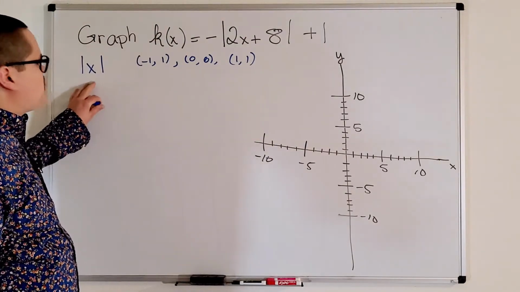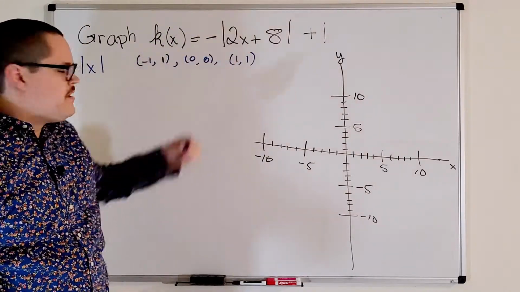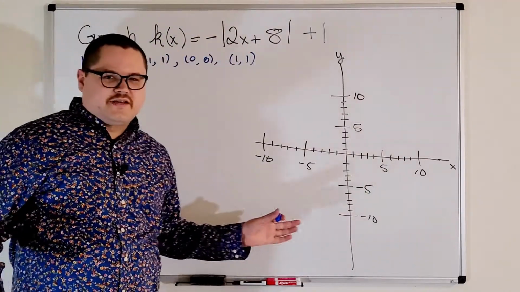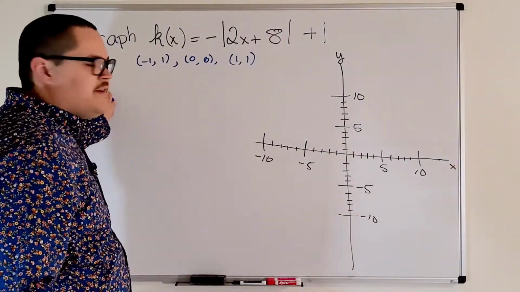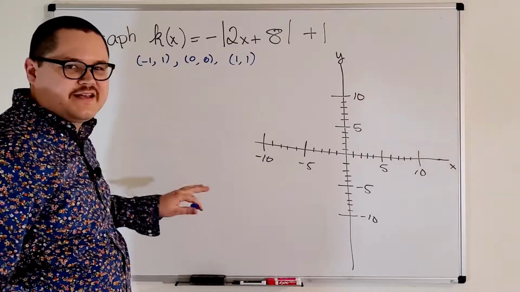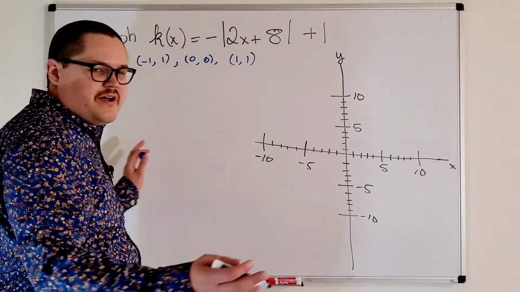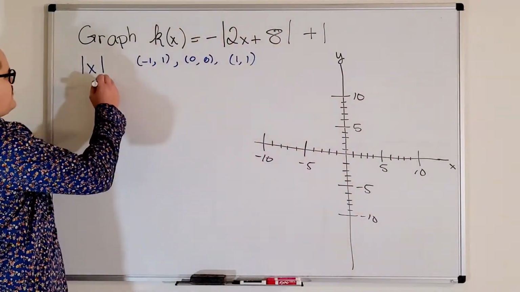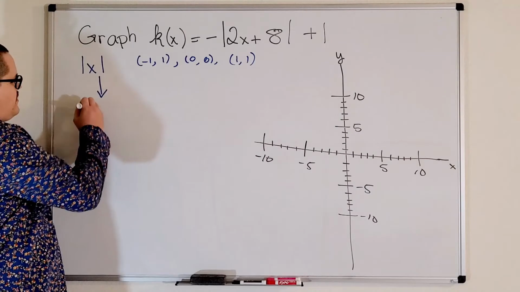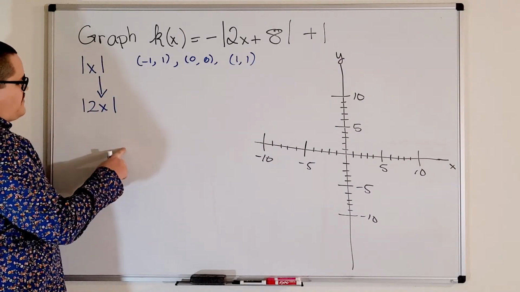So what's the first thing we can do to make this more like that? Well, the first thing that comes to mind is we can multiply this x by 2 on the inside. We already know that this is going to be a horizontal compression by a factor of 2. Okay? So we could take this to the absolute value of 2x.